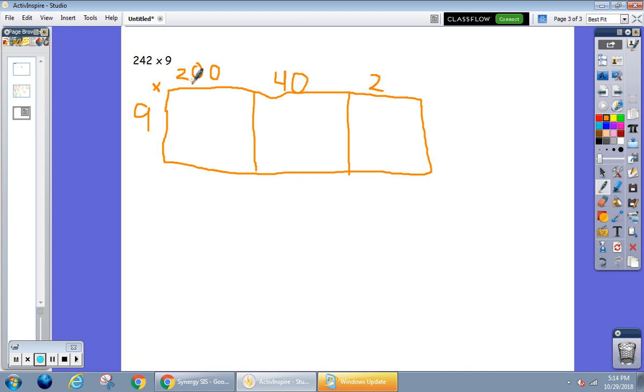All right, 9 times 2 is 18. And I have 2 zeros. 1, 2. 9 times 4 is 36. And I have 1 zero. 9 times 2 is 18. All right, now the trickiest part, honestly, is being able to add them all up and lining up those place values. So if I have 1,800, I'm going to spread them out just so I can make sure they're all lined up. 1,800. I have 360. And I have 18.